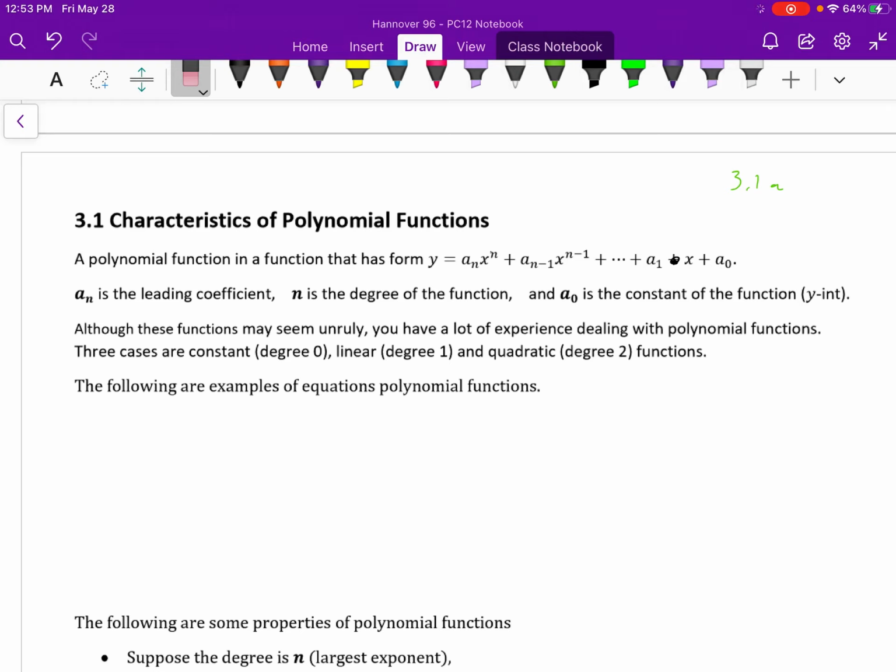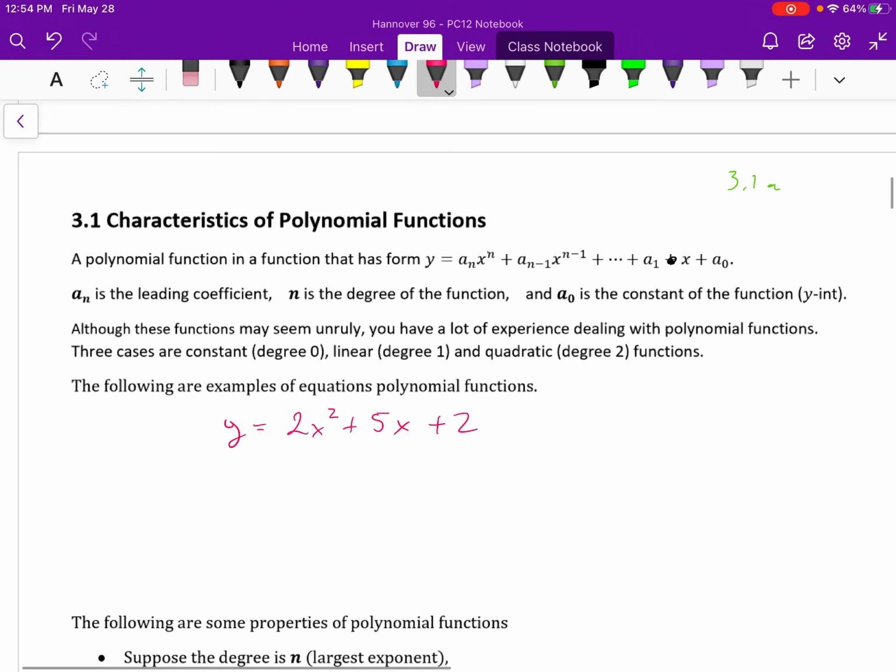So you've already dealt with 3 cases of polynomial functions. You've dealt with the constant polynomial function, y is equal to a constant. You've dealt with the linear, which is degree 1. And you've dealt with quadratic functions, which is degree 2. So allow me to give you some examples of polynomial functions. y is equal to 2x squared plus 5x plus 2. Surely you remember this from last year.